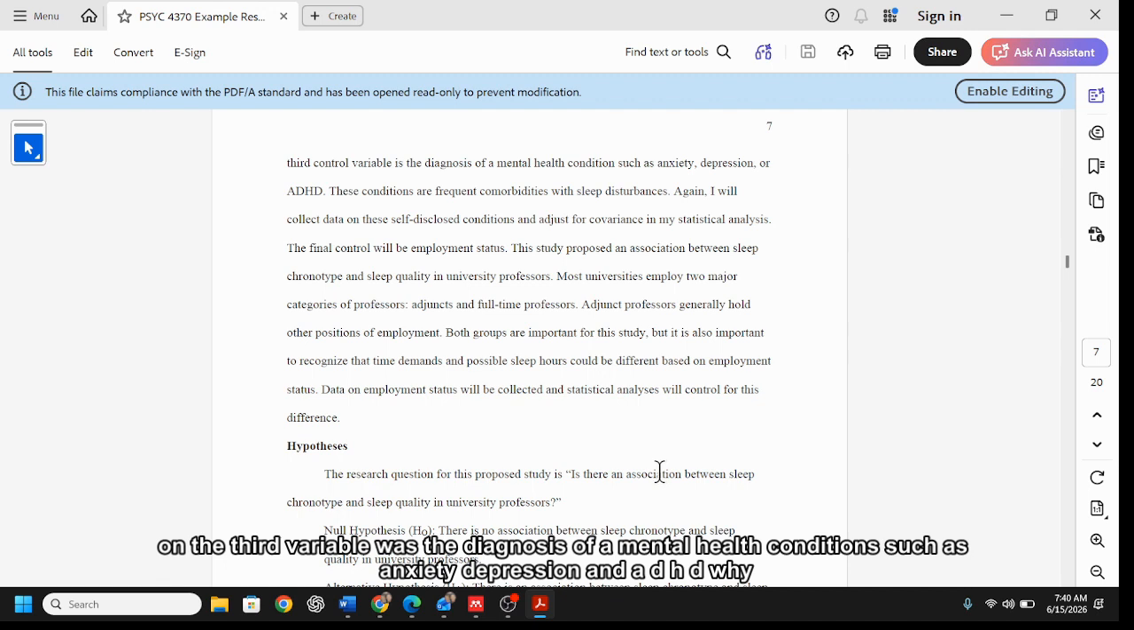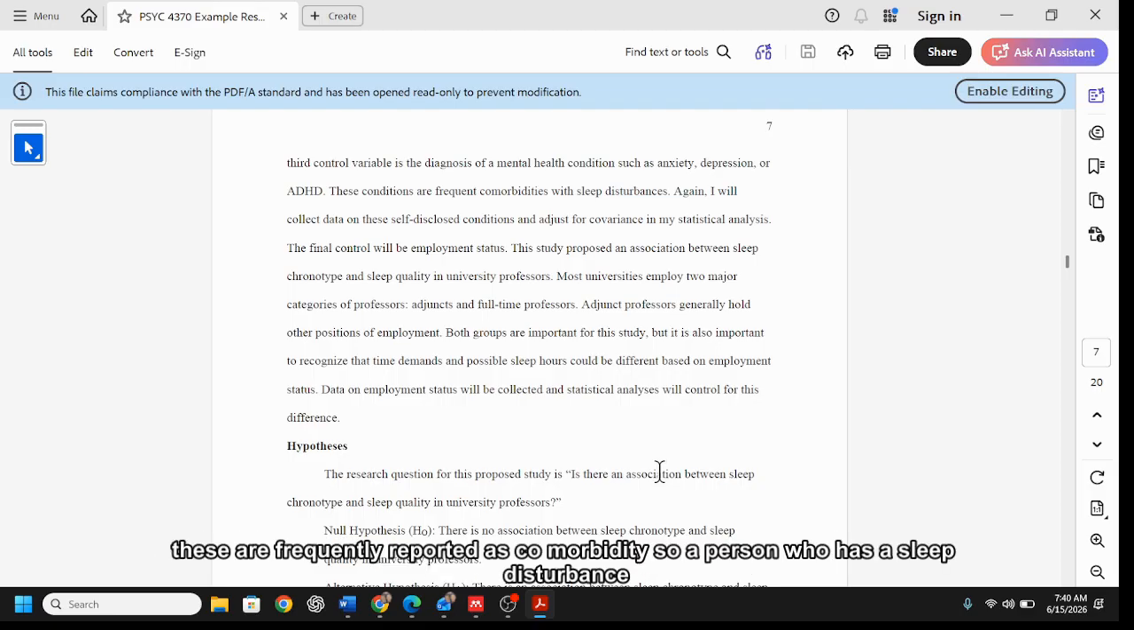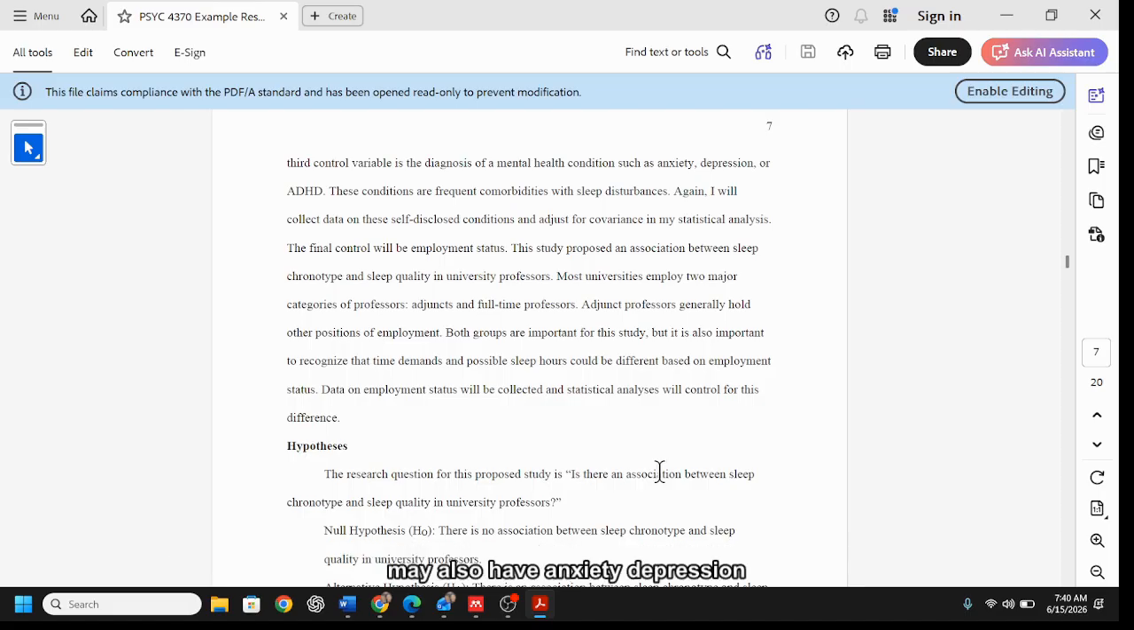The third variable was the diagnosis of a mental health condition such as anxiety, depression, and ADHD. Why? These are frequently reported as comorbidities. So a person who has a sleep disturbance may also have anxiety, depression, or something else. So again, I'm going to collect that info and I may adjust for that covariance in my statistical analysis.